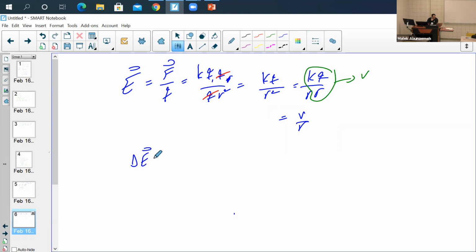So your E for electric field is going to equal minus dV over the distance d. Again, V is the voltage and d is your distance.